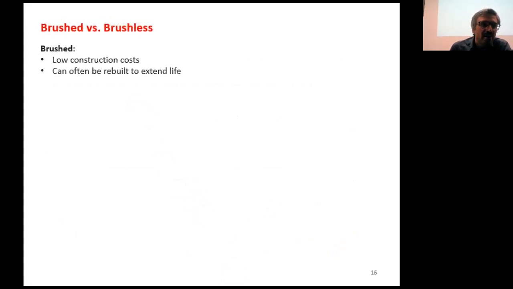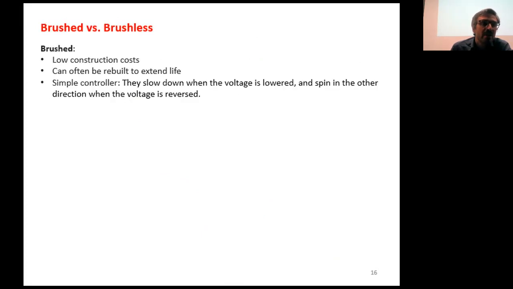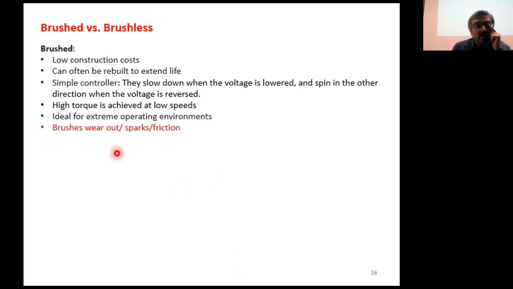Then, as a comparison, the brushed DC motors have low construction cost. They can be rebuilt; the brushes need to be replaced. They have a simple controller. They just slow down when the voltage is lowered and spin in the other direction if the voltage is reversed. You can achieve high torque even at low speeds, and they're ideal for extreme operating environments. But the problem is that, as we said, there are sparks, there is friction due to the brushes, and the brushes wear out quite fast.